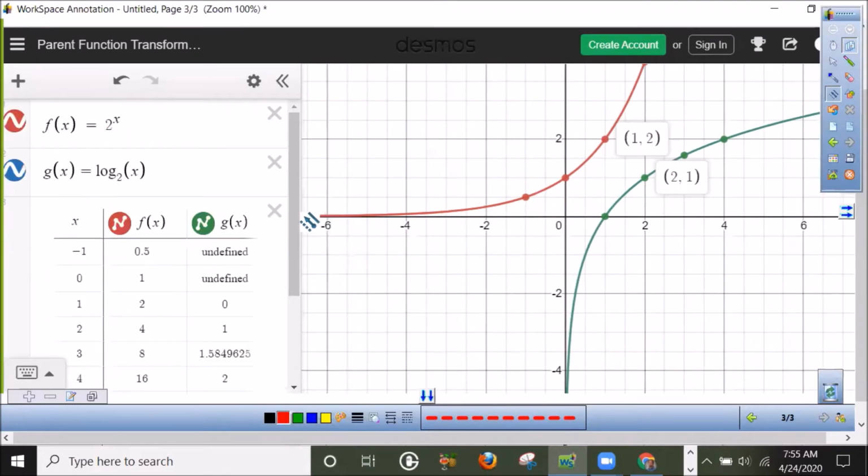Here's another feature of logarithmic graphs that I'd like to point out. Remember that exponential graphs always have horizontal asymptotes. In this case, the line y equals 0, or the x-axis. The logarithmic graph has a vertical asymptote. All logarithmic graphs have vertical asymptotes. In this case, it is the line x equals 0, or the y-axis.